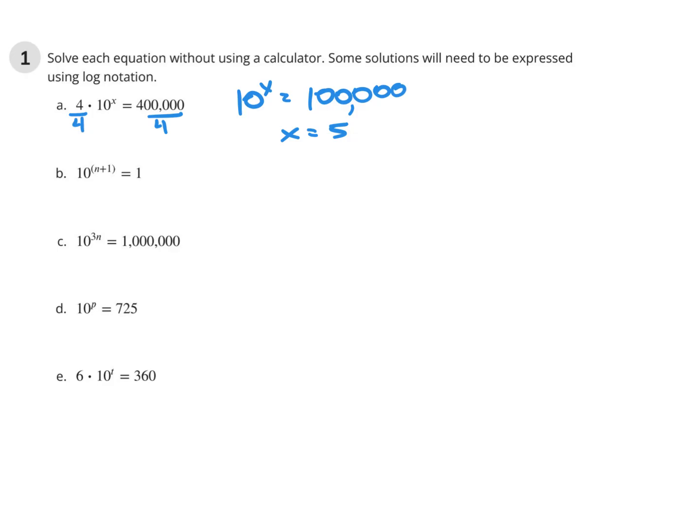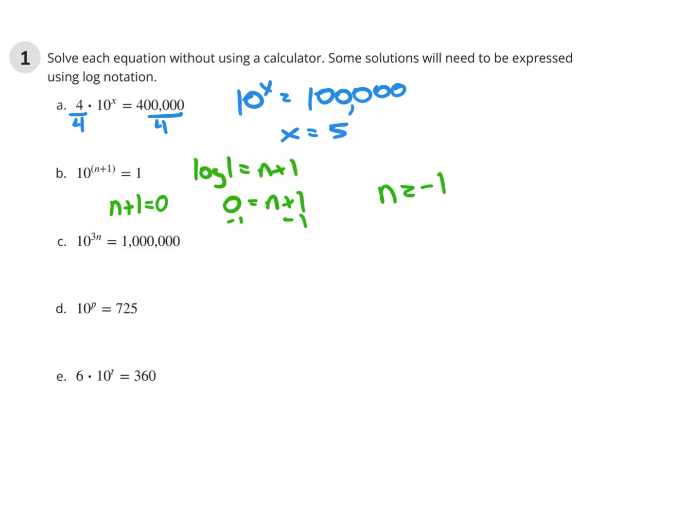Okay, so no zeros here, so n plus 1 equals 0. Why? Log of 1 equals n plus 1. Log of 1 is 0. Now solve for n. Subtract 1 on both sides. n equals -1.